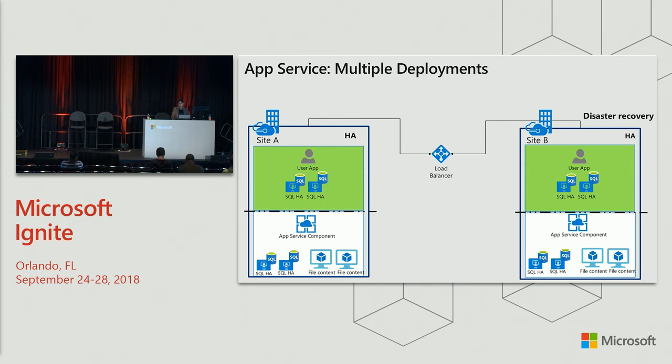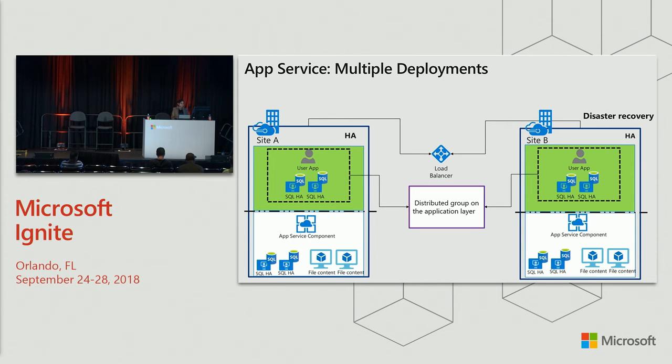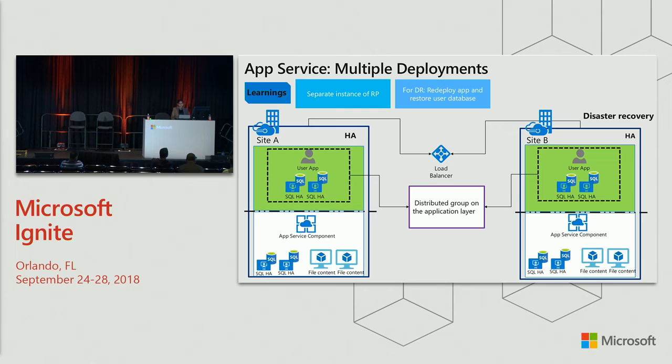Another option is to have HA at the application layer. As I previously used distributed groups, we can also try to build distributed groups on the application layer to make it HA. Just to reiterate, the learnings for App Service are that you would need a separate instance of the RP on each of your sites. For DR, you would need to redeploy the app and restore the user database. Or we can potentially use distributed groups for the application to be HA. We're still working through the reference architecture to figure out if this will work, and when we do, we will share it with our customers, because I think this would be a great value add for our customers.